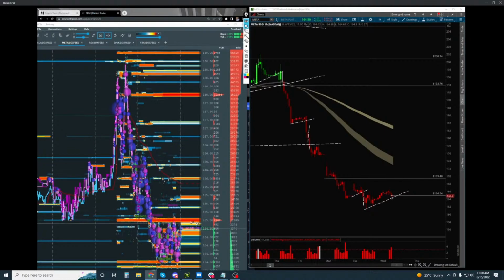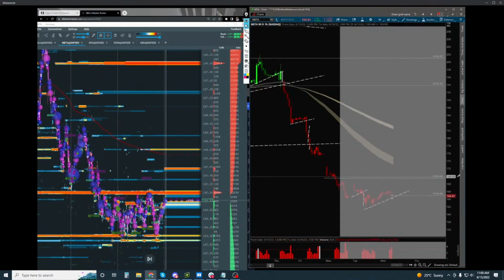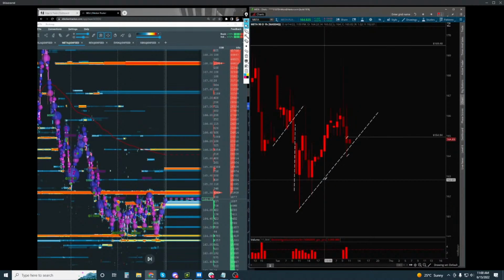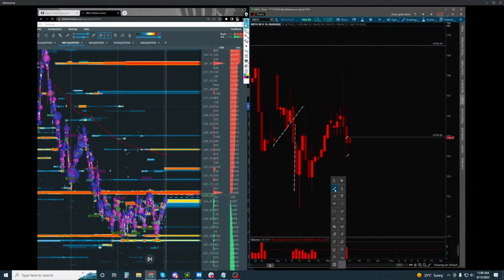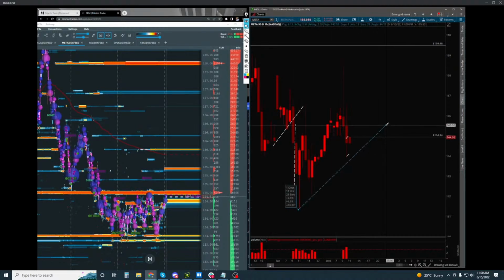So sideways action. Nice rejection over here. So we'll see if we're gonna cover something maybe before the end of the session.